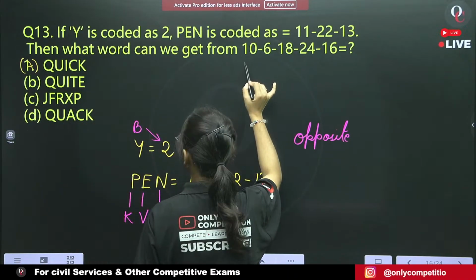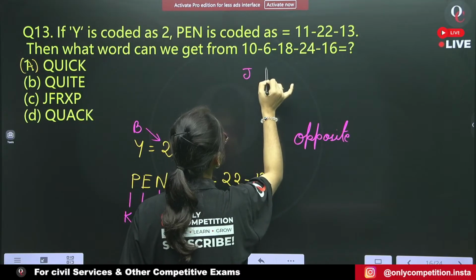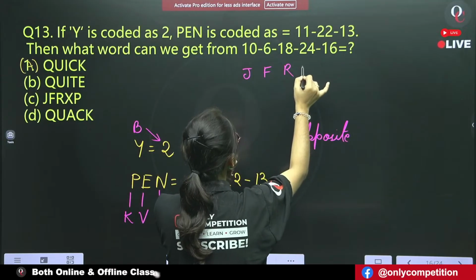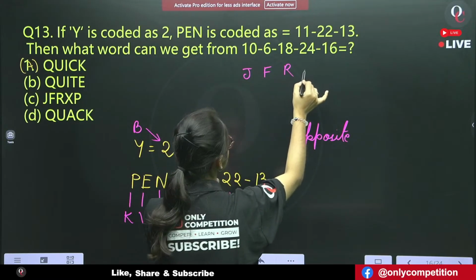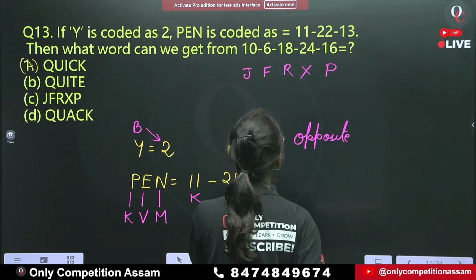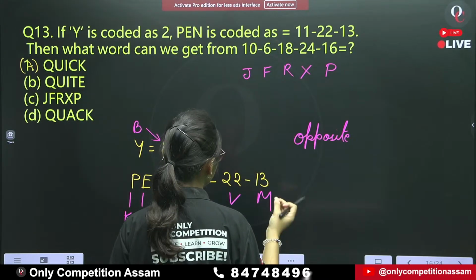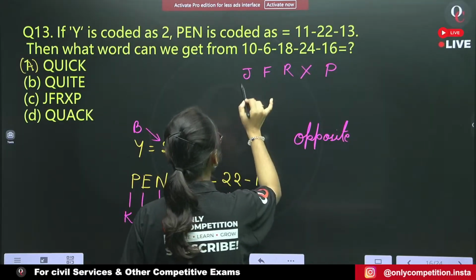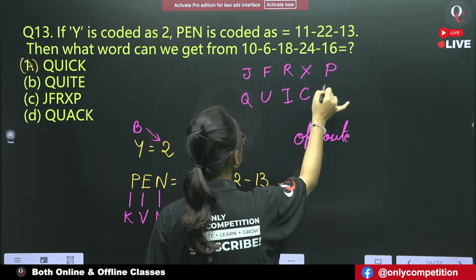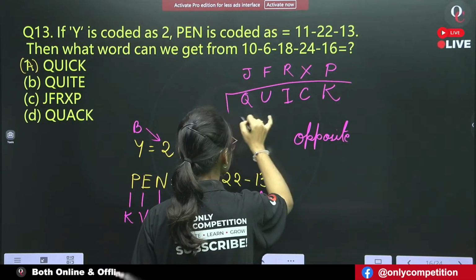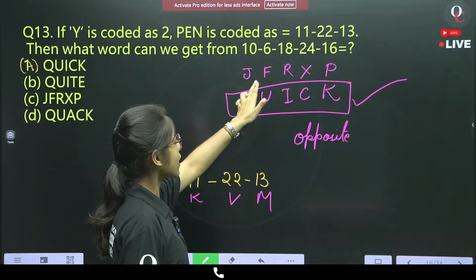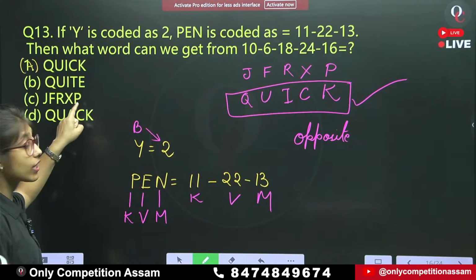So what is the letter for position value 10? J. 6 is F. This is R. This is X. This is P. Okay, X, Y, Z. Okay, fine. The opposite of J is how much? Q, U, I, C and K. This will be our answer. Not J, F, R, X, P, which is also in our option.